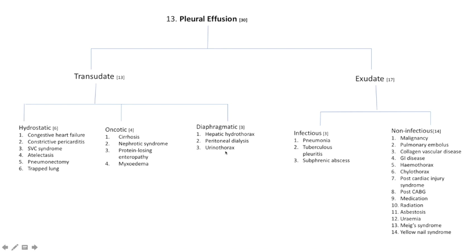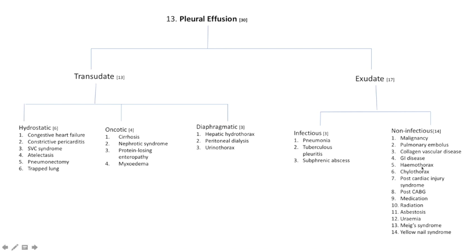Under exudative causes, basically, we look at whether it's infectious or non-infectious. If it's infectious, you're most likely dealing with a pneumonic process. It could be tuberculous pleuritis, or a subphrenic abscess sitting up there. If it's non-infectious, there's a whole host of causes. Consider malignancy, pulmonary embolus, collagen vascular disease, especially SLE, right? Rheumatoid arthritis as well, very important. And the differentiating factor there is the glucose and the pH of the fluid.